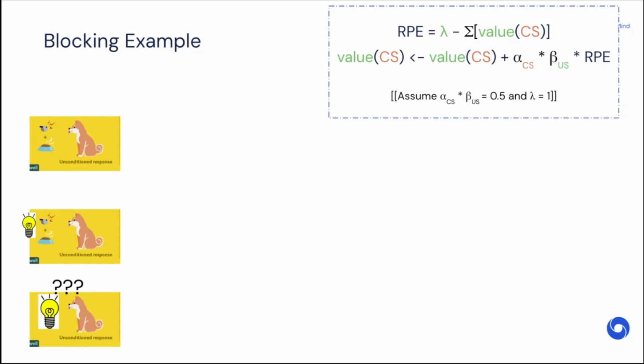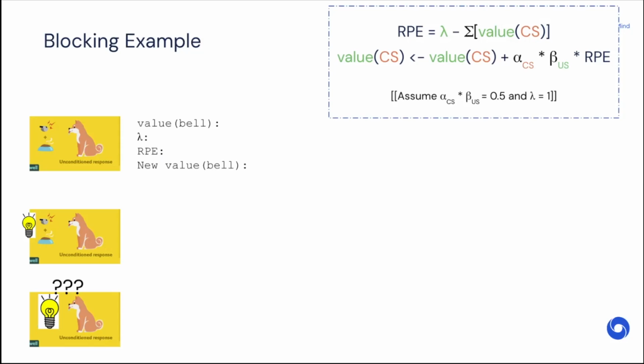Okay, let me ask you a different question. Based on this theory, based on these equations, will the dog respond or not respond? Who thinks that based on these equations, what we just learned, the dog will respond? And not respond? Okay, pretty even. Okay, so let's walk through this example and see.